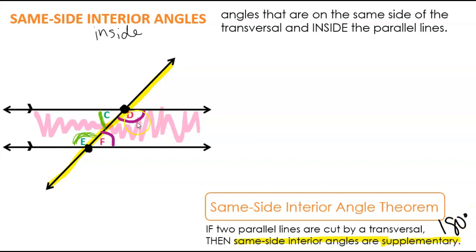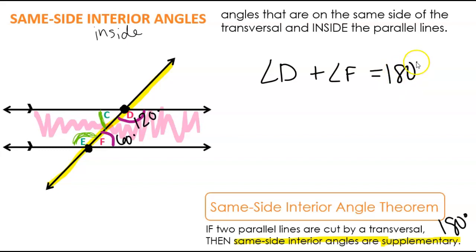Okay? So if angle D is 120, angle F would be 60. Together, they have to be 180 degrees. Okay? So angle D plus angle F would equal 180 degrees. Okay, so same side interior will be supplementary. And this is only when those lines being cut are parallel.